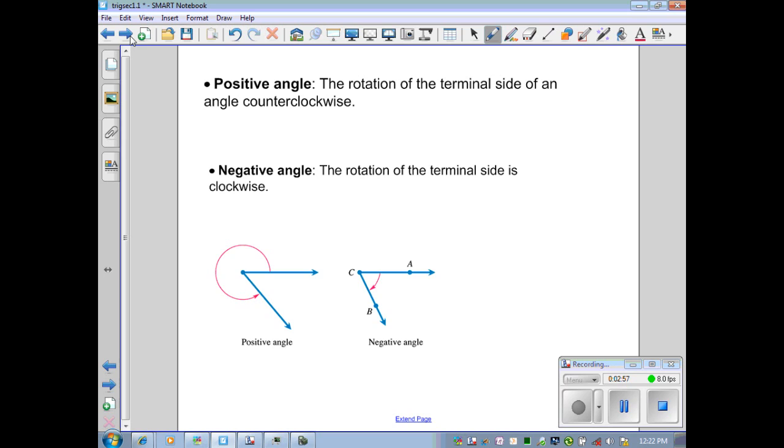A positive angle is formed when the rotation of the terminal side is counterclockwise. As you can see, our terminal side is in a position that was formed counterclockwise from our initial side. A negative angle is when the rotation of the terminal side is clockwise. You can see that this is our negative angle because the terminal side was rotated clockwise.